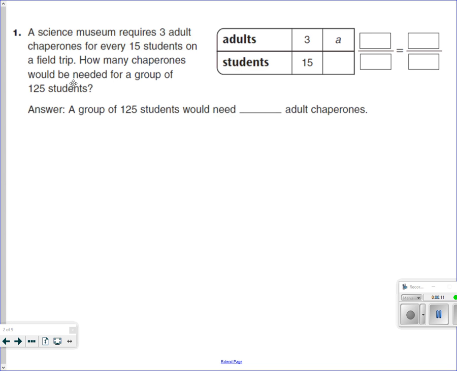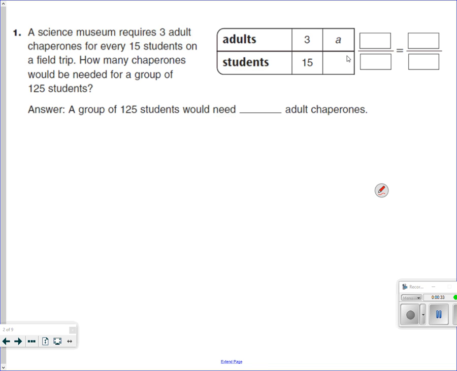First of all, a science museum requires 3 adult chaperones for every 15 students on a field trip. How many adult chaperones do we need for a group of 125 students? So we have to try and figure this out. We have to find out what this missing number is right in this area right here, okay? Erase that so we're not too confused.